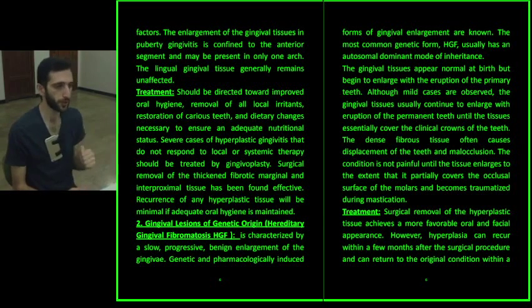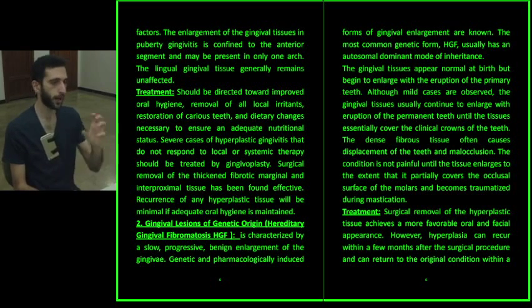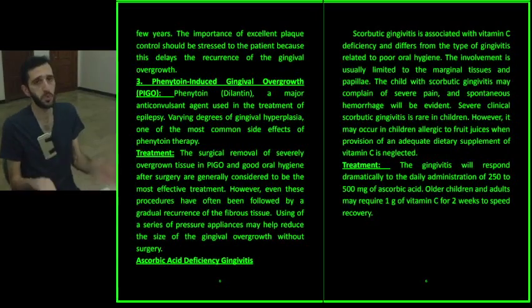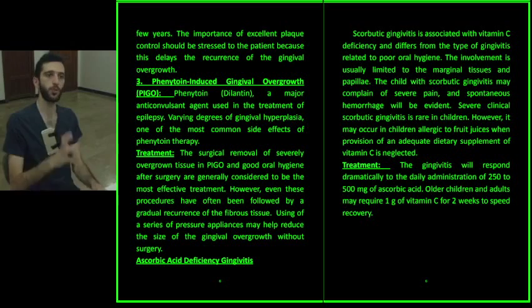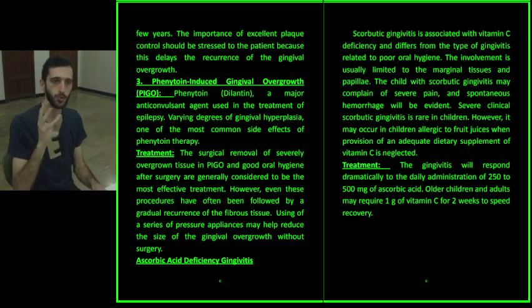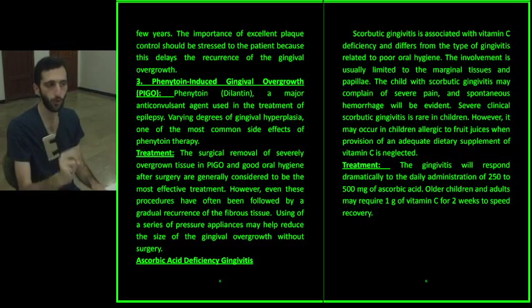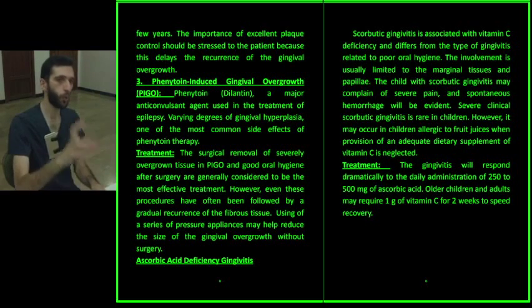To treat this disease, surgical removal of the hyperplastic tissue is performed, and a more favorable oral and facial appearance is also achieved. However, hyperplasia can recur within a few months after the surgical procedure and can return to the original condition within a few years. The importance of excellent plaque control should be stressed to the patient because this delays the recurrence of the gingival overgrowth in hereditary gingival fibromatosis.